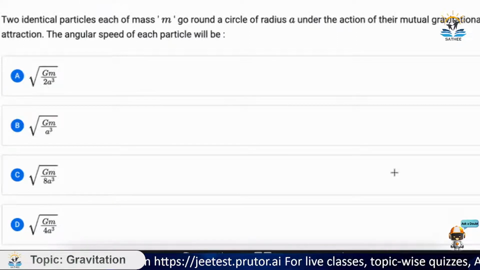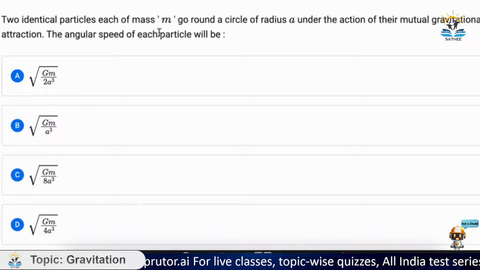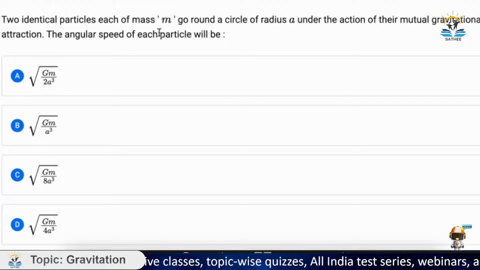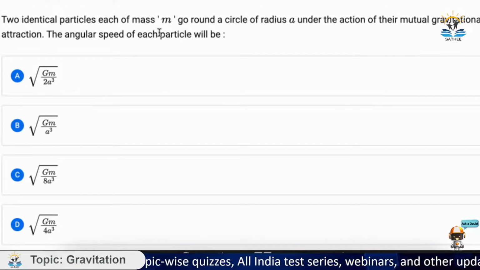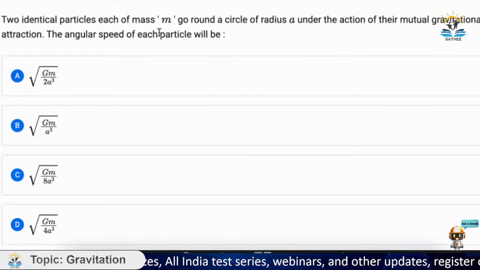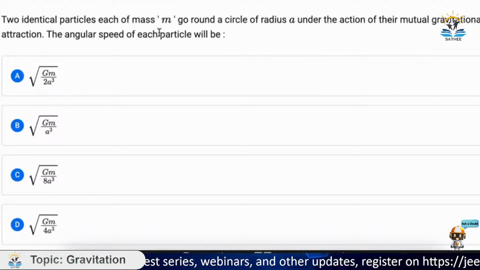Okay, so this is a question which came in JEE Mains 2023, 15th April morning shift. The question goes like this: two identical particles, each of mass m, go around a circle of radius a under the action of their mutual gravitational attraction. The angular speed of each particle would be? So here it is asking us to find omega.